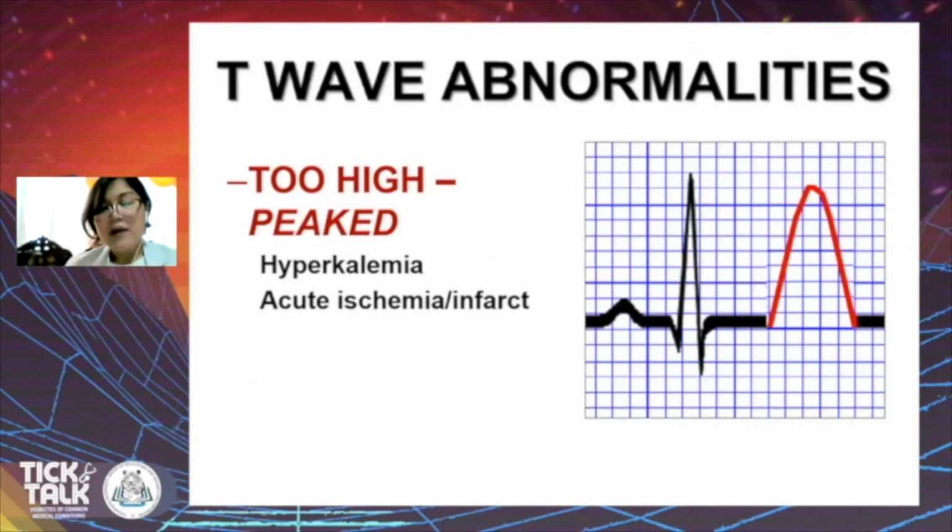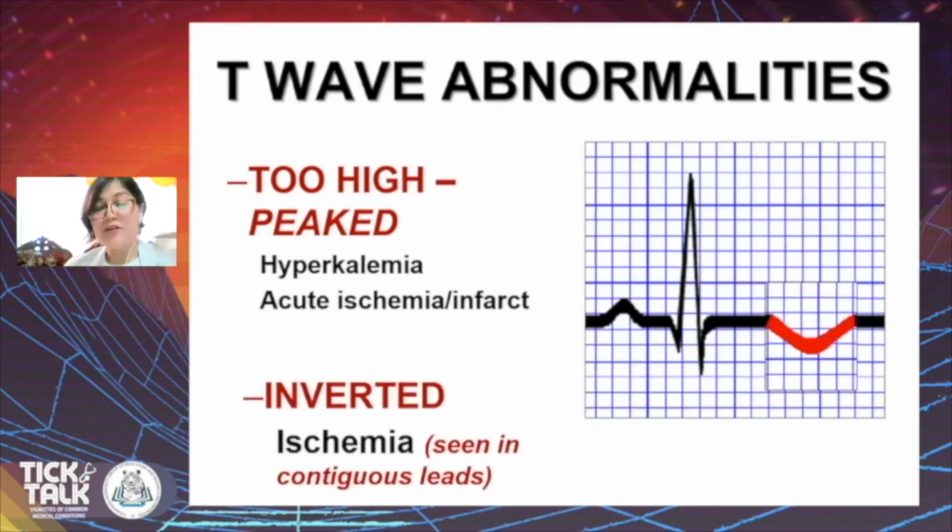However, if we talk about acute ischemia, then more often than not, the peaking of the T waves is observed again in contiguous leads, or leads that, when lumped together, actually represent a particular portion of the heart. On the other hand, if the T wave is seen to be inverted, especially in contiguous leads, then this may also be indicative of myocardial ischemia.